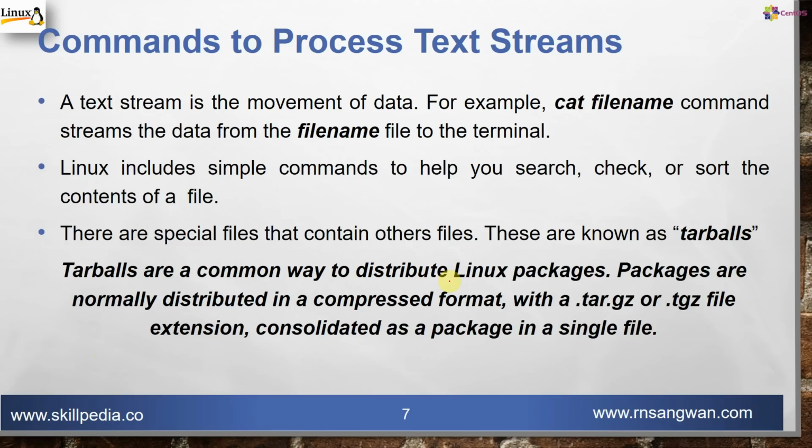Commands to process text streams. A text stream is the movement of data. For example, the cat command followed by a file name streams the data from the file to the terminal. That's how it works: it makes the data flow from the file to the terminal.